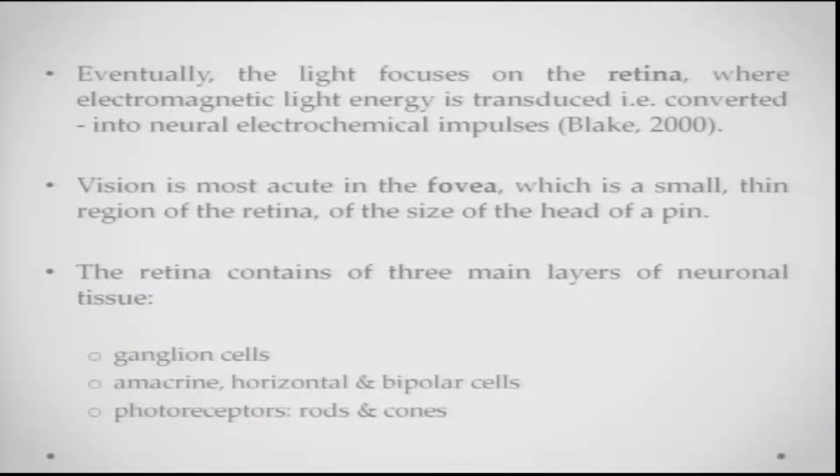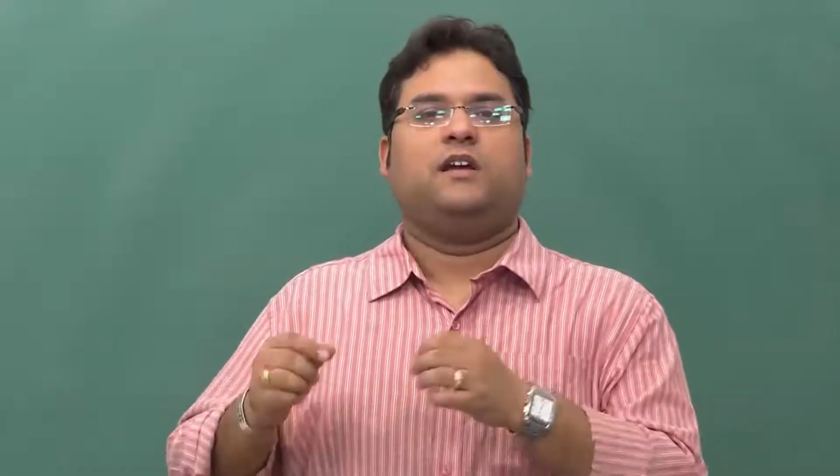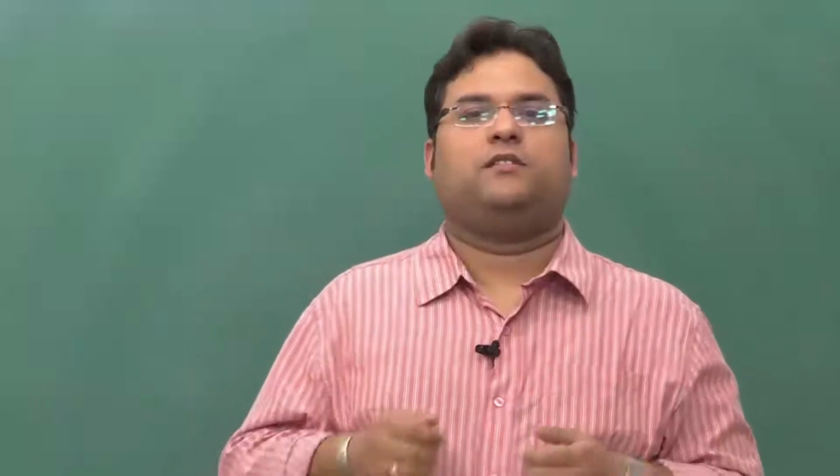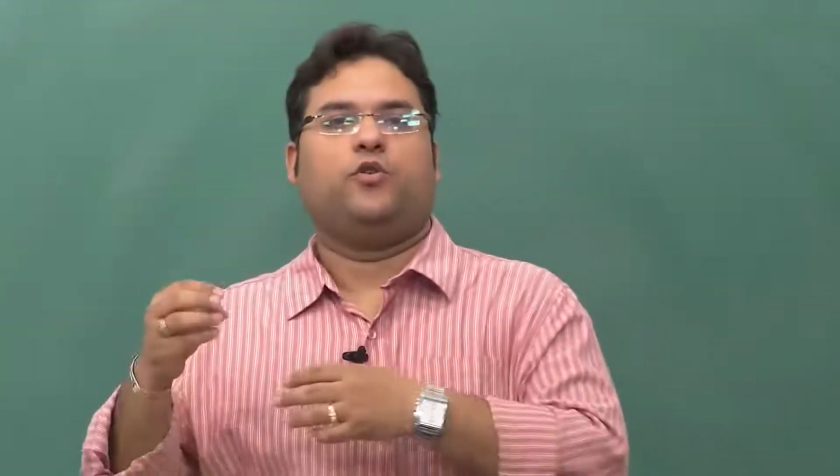If you are interested in what transduction is, you might remember we've talked about it in the psychophysics class. Any signal from the external world, any sensation, needs to be converted into a signal that can be understood by the brain. So the electromagnetic radiation, which is light, needs to be converted into neural impulses so that the brain, more importantly, can make sense of it.